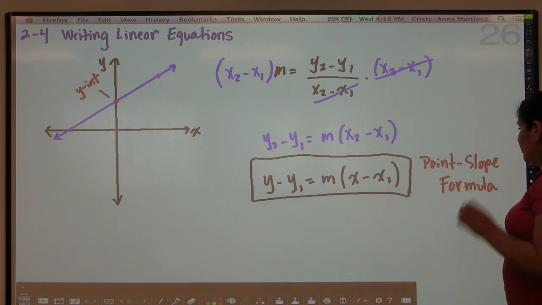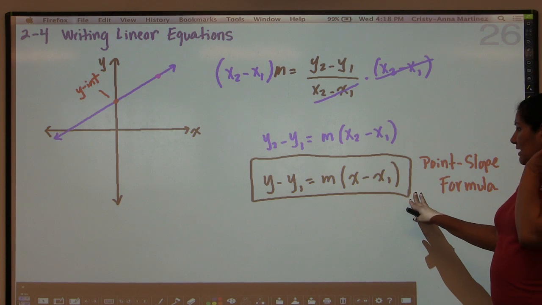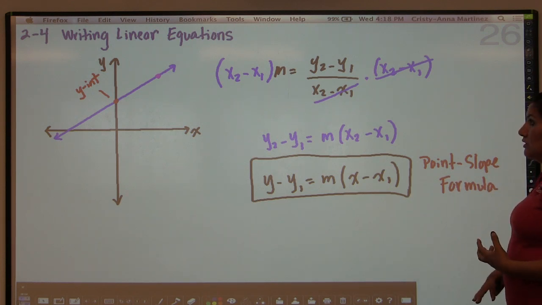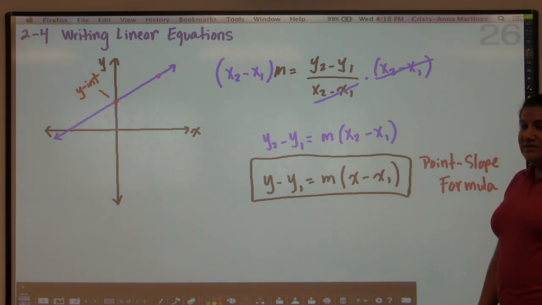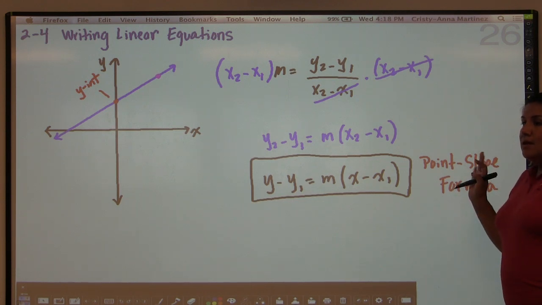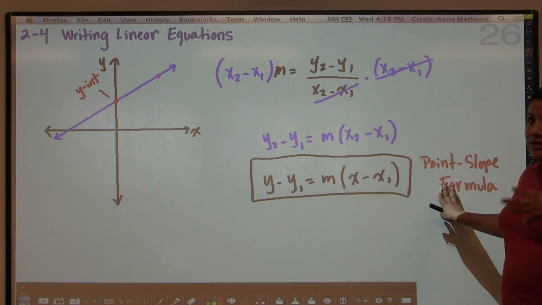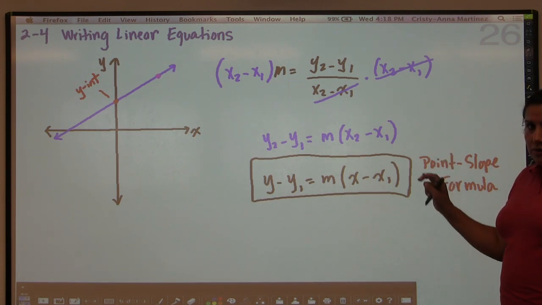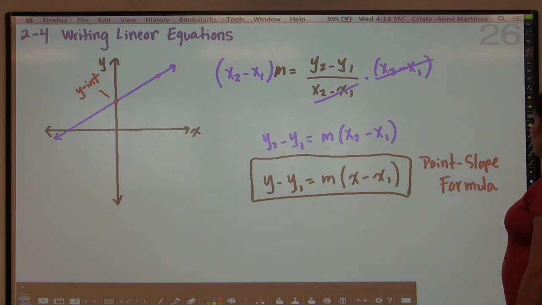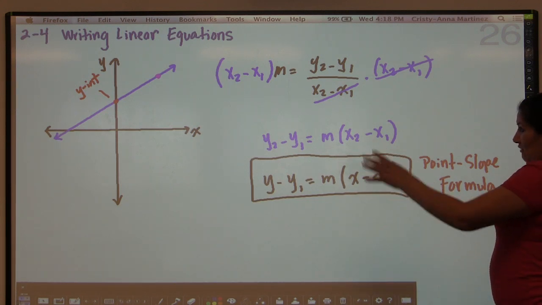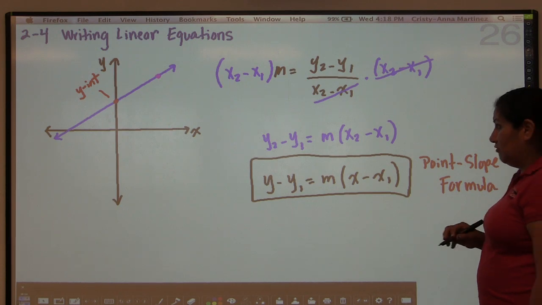And usually what you want to do is start with this formula and then end up in what we call slope-intercept form. Believe it or not, this is the one that most people oftentimes forget, but it leads up to the next one. And the next one is the one that most people always remember, the so-called y equals mx plus b. That is called the slope-intercept formula. And I'm going to show you right now with my little graph over there why it's called the slope-intercept formula.